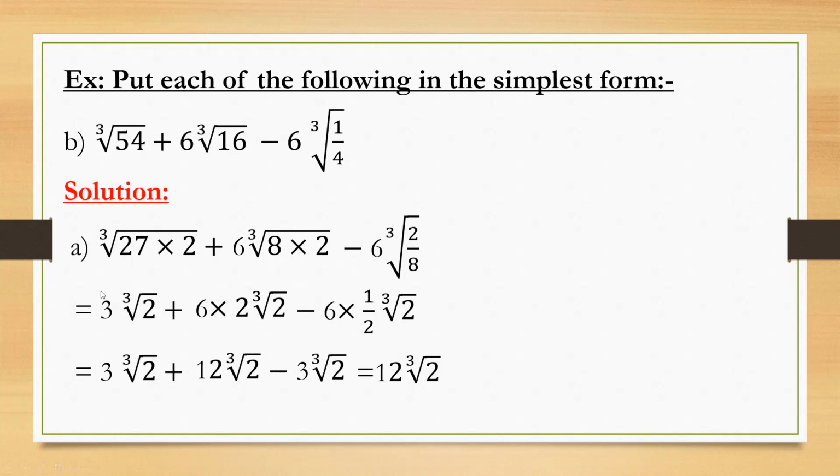Here I have 3, it will be 3. 6 times 2, it will be 12, and put a cubic root as it. Minus 6 times half. 6 times half, it will be 3, and put a cubic root 2. I'll put a cubic root 2 as it and make 12 minus 3. 3 minus 3, it will be 0. It will be cancelled. So 12 cubic root 2, this is the answer.